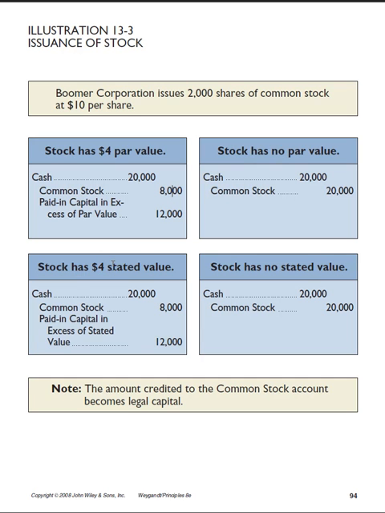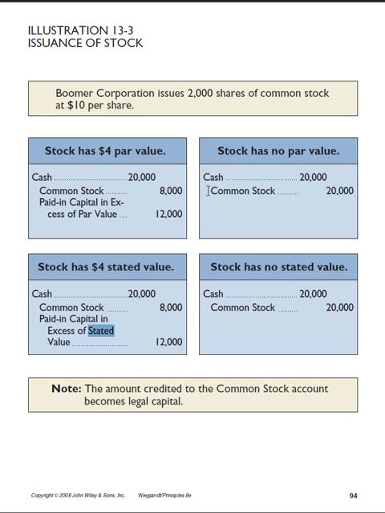So basically down here, stock has $4 stated value. See, the difference here is stated, and that's par. The entry is basically going to look the same. However, it's paid in capital in excess of par value versus paid in capital in excess of stated value. So that's the difference between par value and stated value. Basically the same premise for the example, and it's going to be the same except for that difference.